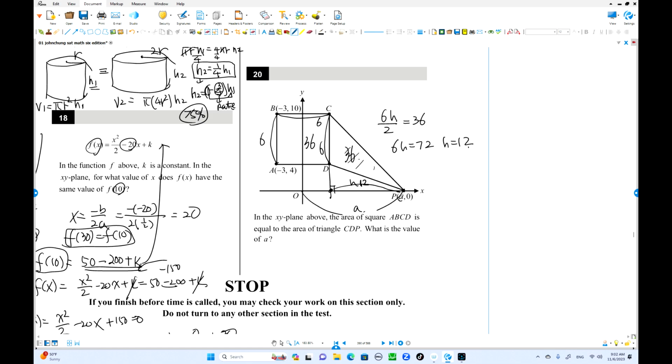But we need to find the coordinate, the distance from the origin. What is the length of this one? This is 6. This is 3. This is also 3, right? So to here, that is 3. So 3 and another 12, total is 15. So the value of a equals 15, okay? So this coordinate P equals (15, 0). Yeah, that's all. This is section 3, okay?